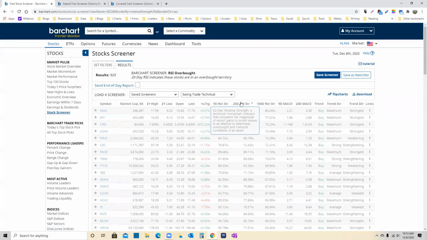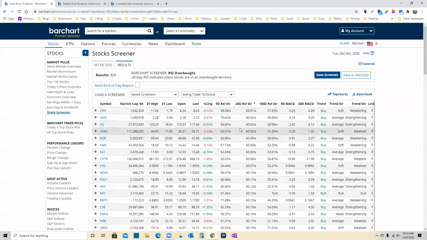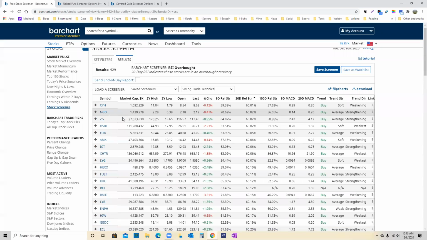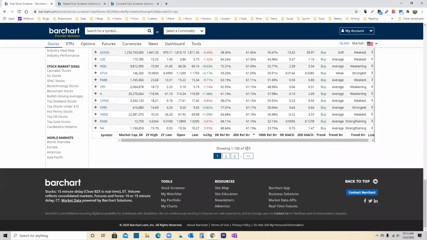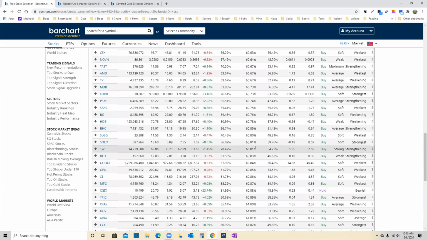So over here on the relative strength index, if we look from 60 and above, you just start to see a lot of stocks. And what I want to do is go down to the bottom, 929 stocks that they're tracking, basically the Russell 3000. So a third of all stocks are overbought or almost overbought.